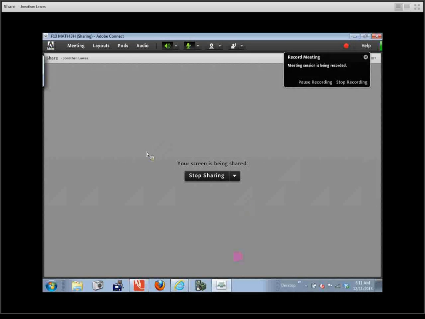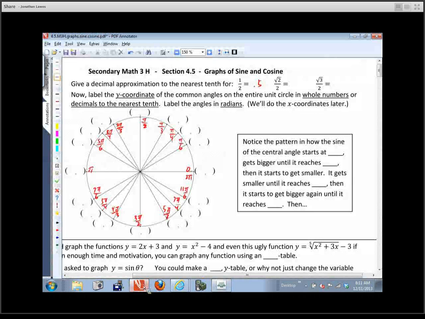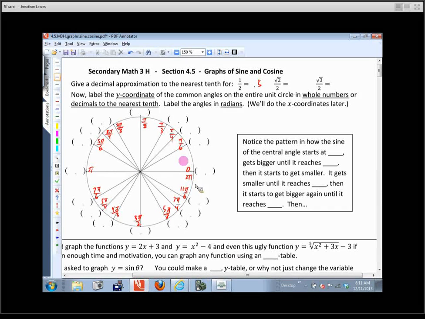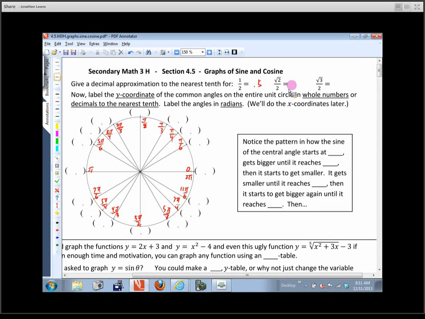Okay, so I'm going to go ahead and get caught up to you here. I've got all the angles labeled in radians. And then, correct me if I'm wrong, but if we round it to the nearest tenth, this is 0.7, isn't it? And this is 0.86, or we're going to call that 0.9. Is that okay? All right.